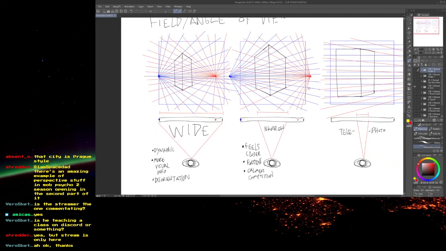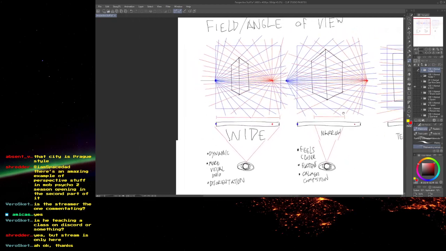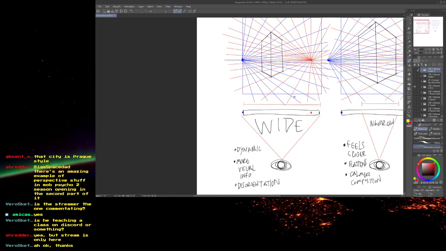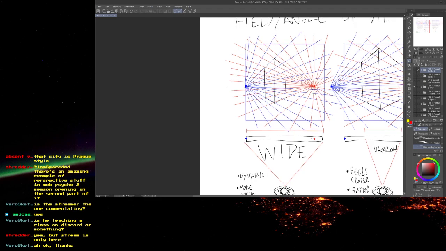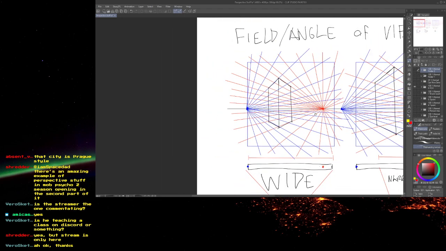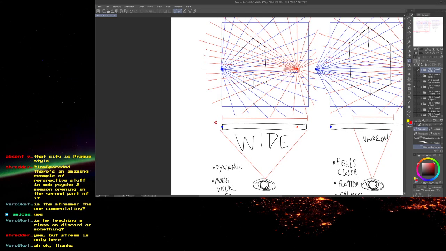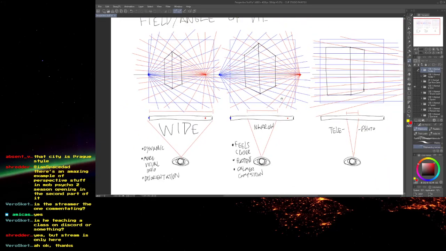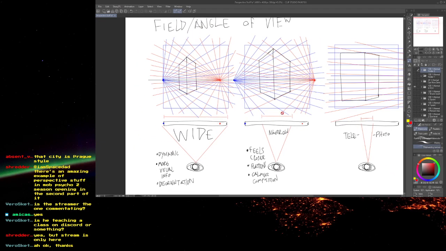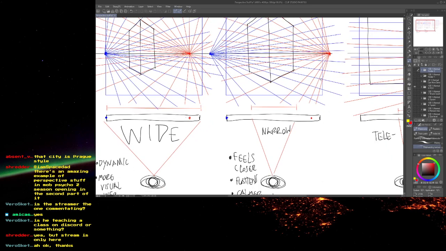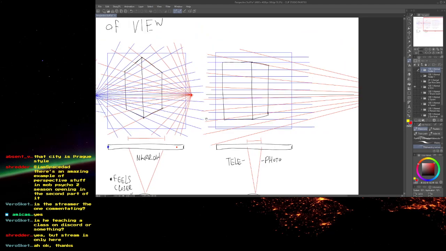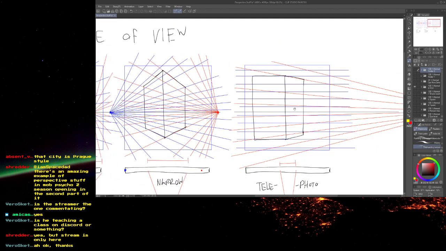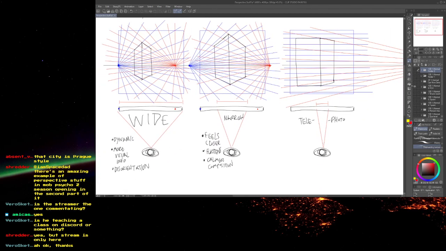So field of view. Wide angle is more dynamic. You get more visual information. It can also create a sense of disorientation because stuff kind of warps. With wide angle, you see more of the vanishing point information. Narrow field of view has less visual information, but it flattens out the scene and creates a calmer composition. Telephoto has a much, much narrower field of view, where it almost flattens the composition, flattening the perspective in it.